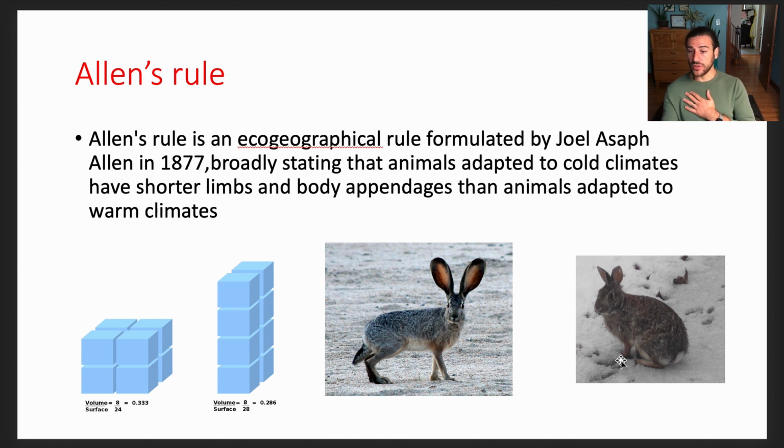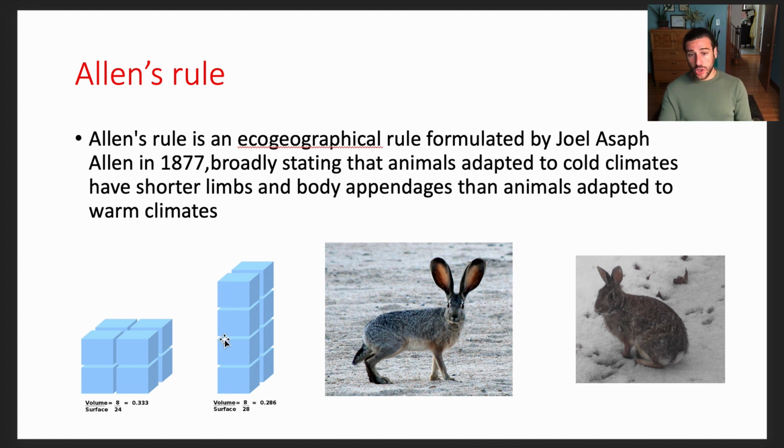Oppositely, in colder climates, you can see shorter limbs. So having shorter limbs, having smaller appendages actually conserves heat. So this is Allen's rule, and it's really cool.